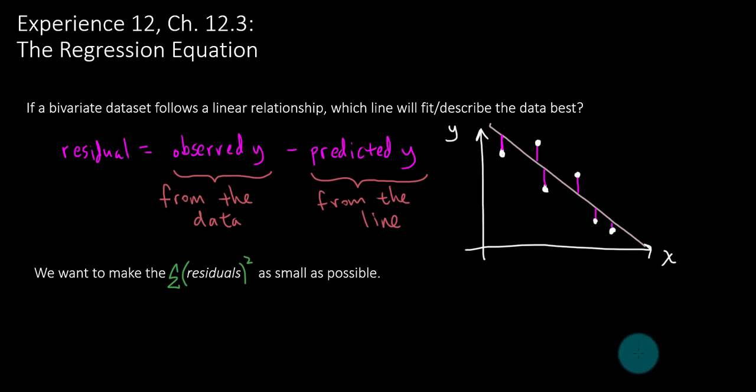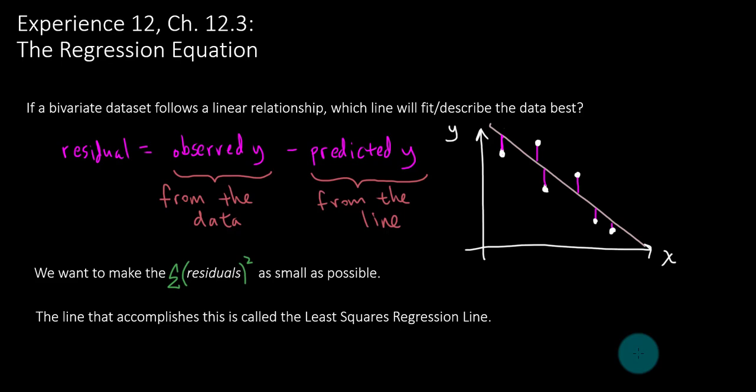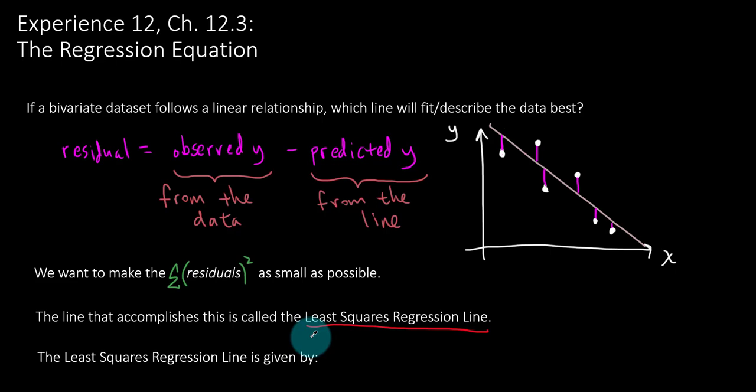And I'm going to actually delete all of those. The line that accomplishes this task is called the least squares regression line. And so the word least squares, right, because these residuals are squared, and we want the sum of these residuals to be as small as possible, or least. This least squares regression line, it's a line, right? So it follows the y equals mx plus b format.